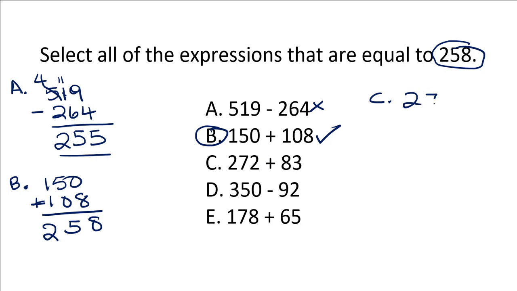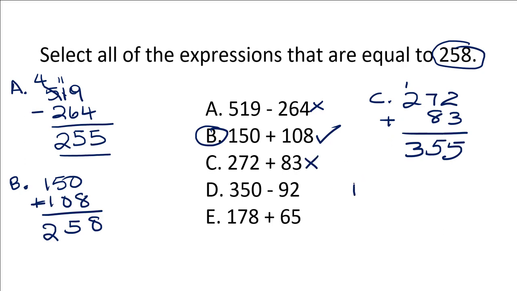C is 272 plus 83. Let's add those together and see what we get. So that's 3 plus 2 will give me 5. 7 plus 8. Well, I know that 7 plus 7 is 14, so I add one more and that's 15. So that's a 5 that goes here and 1. So what we have here is 355. Ooh, that does not work either for C.